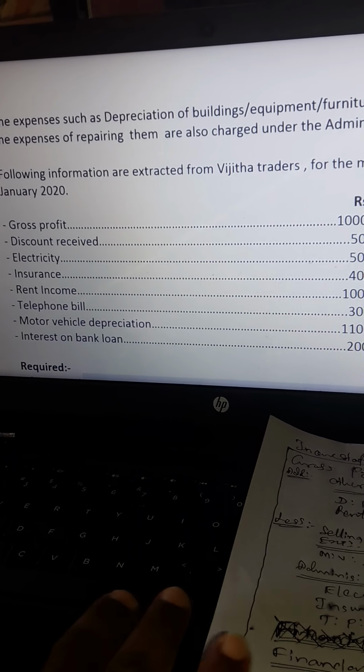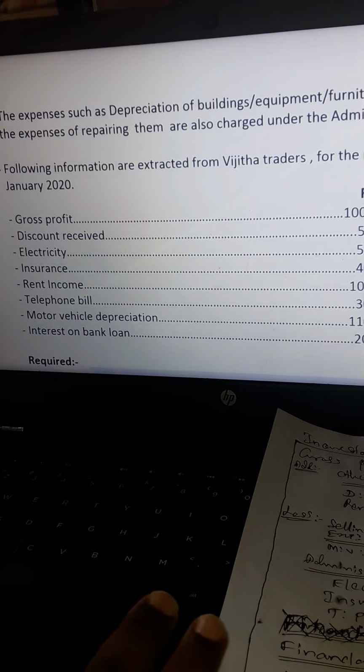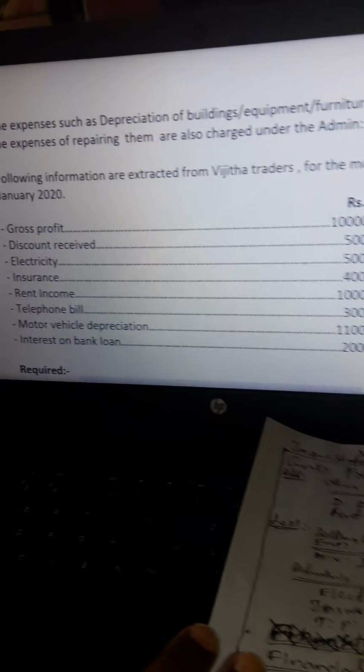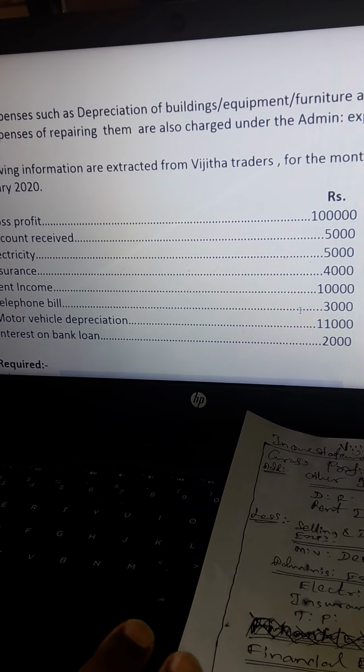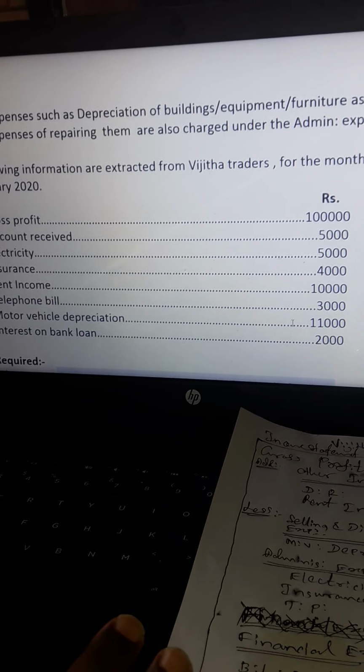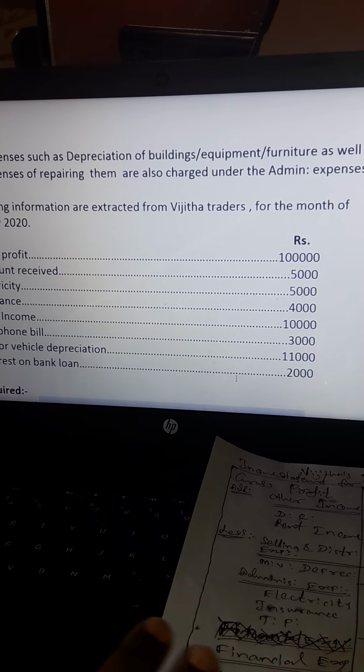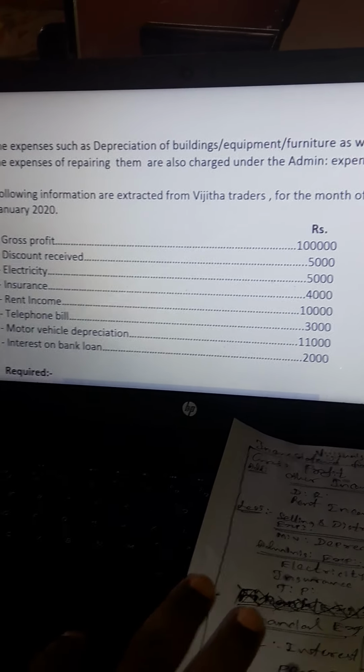Gross profit is given as 100,000. Discount received is 5,000. Electricity is 5,000. Insurance is 4,000. Rent income 10,000. Telephone bill 3,000. Motor vehicle depreciation 11,000. Interest on bank loan 2,000.